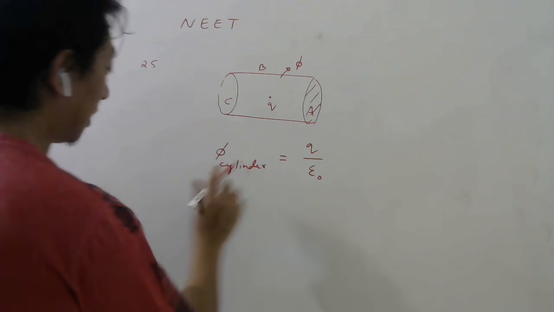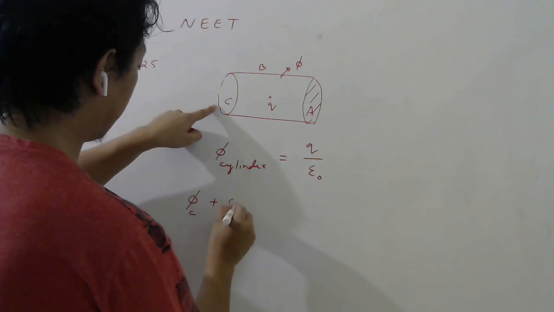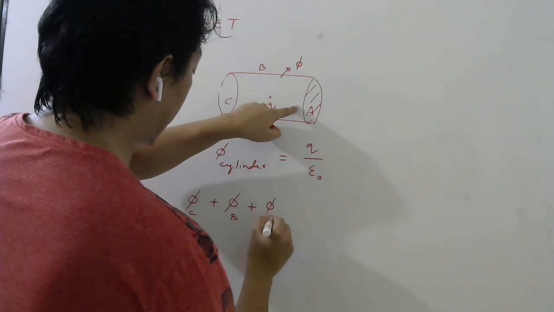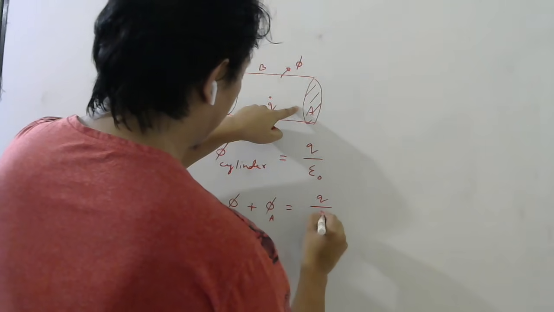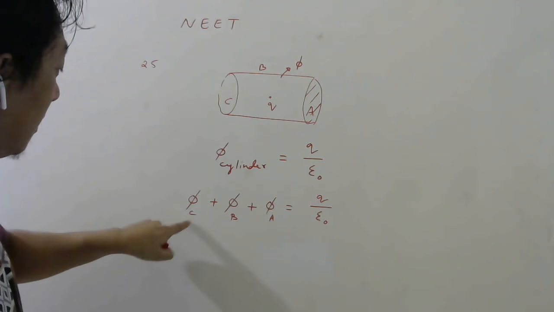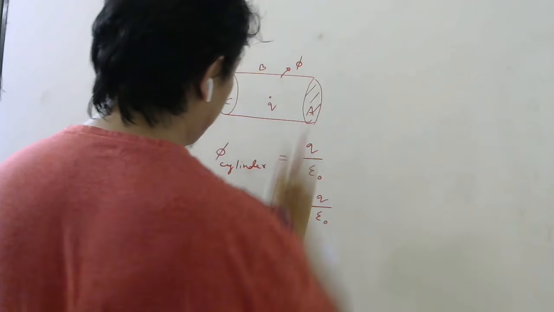Now flux through cylinder, I can write flux through this flat surface phi C, flux through this curved surface phi B, plus flux through this flat surface phi A. So this is the flux through the flat surface C, this is flux through the curved surface B, this is flux through this flat surface A.